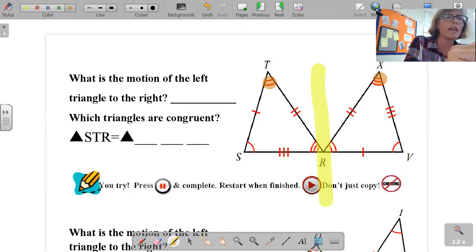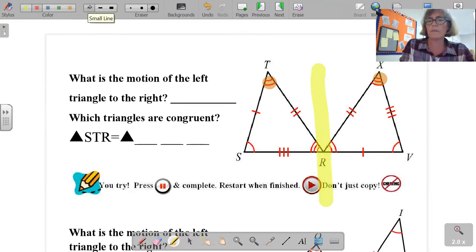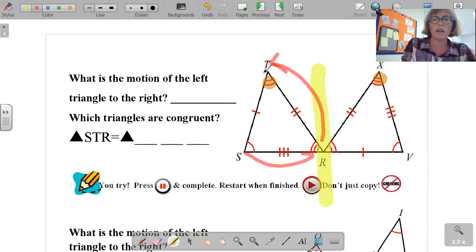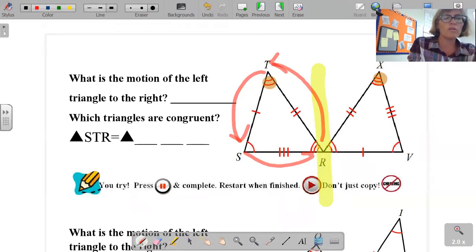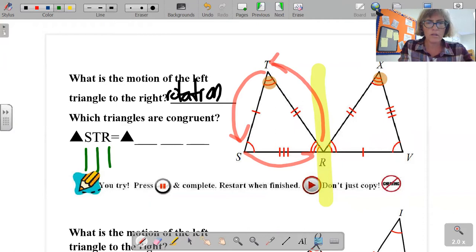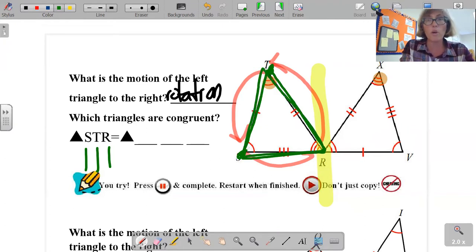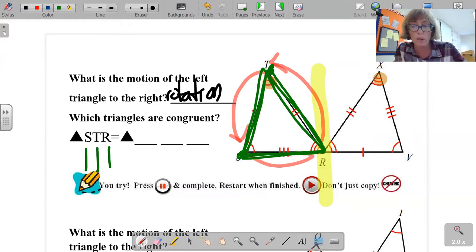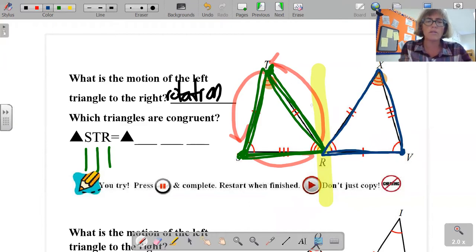This is a rotation. And we rotated this triple up this way, this goes this way, and that went down. So this is a rotation. S-T-R. S-T-R. Triangle. S-T-R. Notice the order. Single, double, triple is going to match on the right-hand side, single, double, triple, which would be V-R-X.